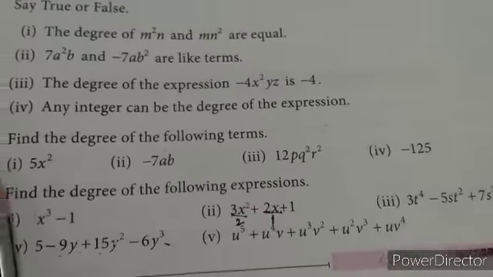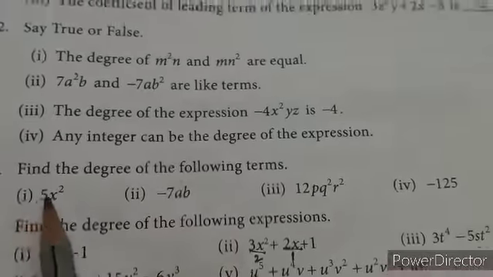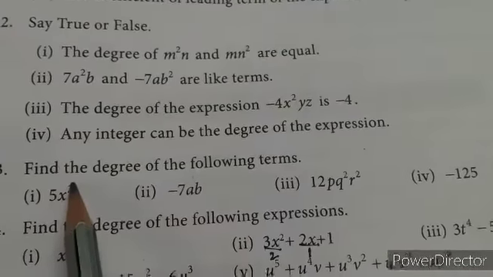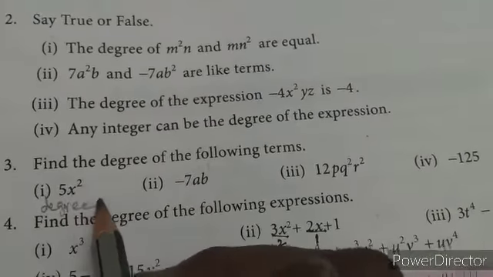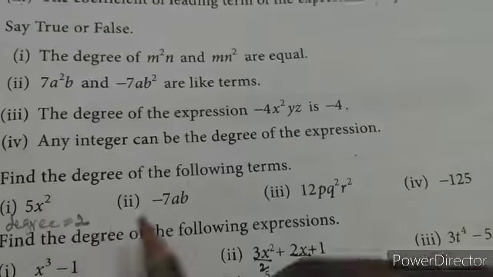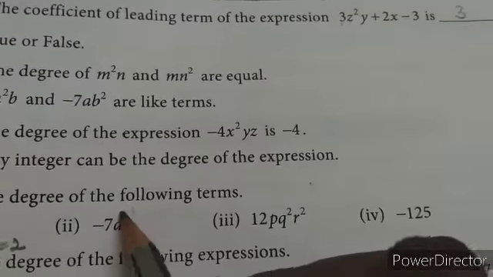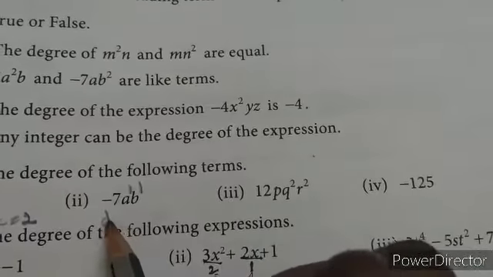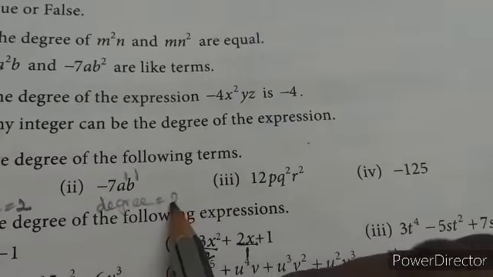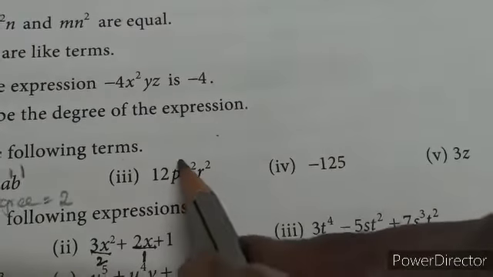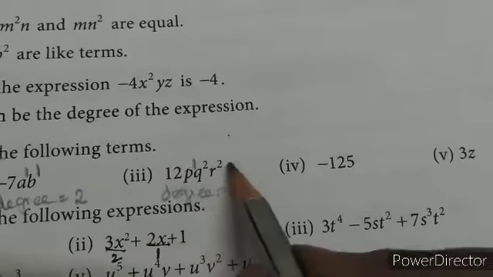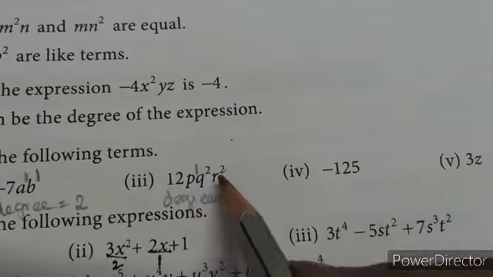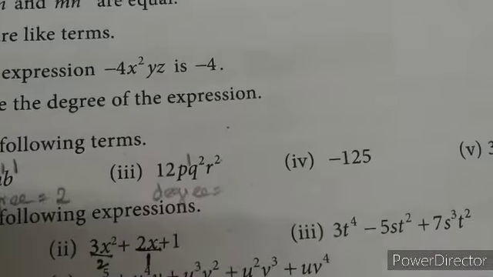Now, coming to question number 3, find the degree of the following terms. Here, 5x power 2, that is degree 2. So your answer is degree equal to 2. Now, second subdivision, a power 1, b power 1. So your answer is 1 plus 1, 2. Now, coming to the next one, 12, p power 1, 2 and 2. What will be the answer? You should add the powers. So 1 plus 2, 3 plus 2, 5.